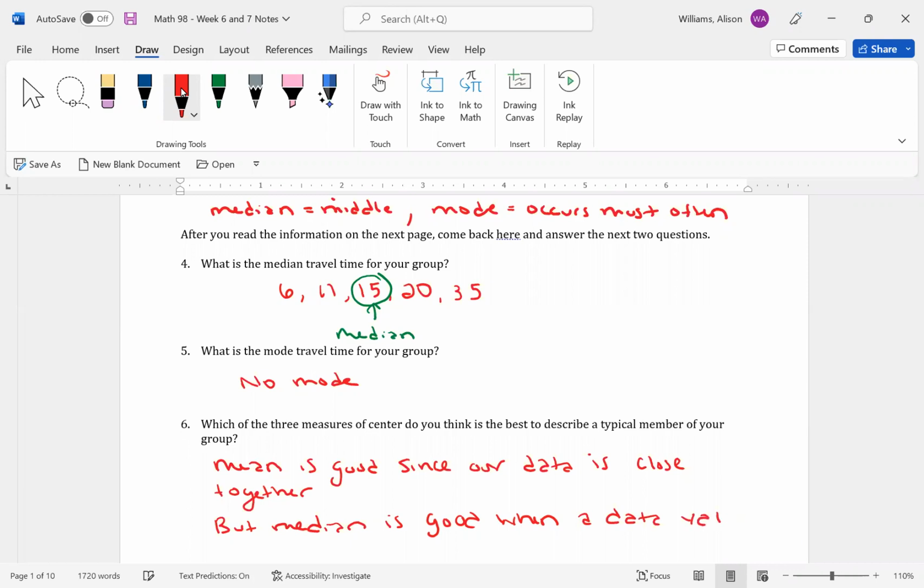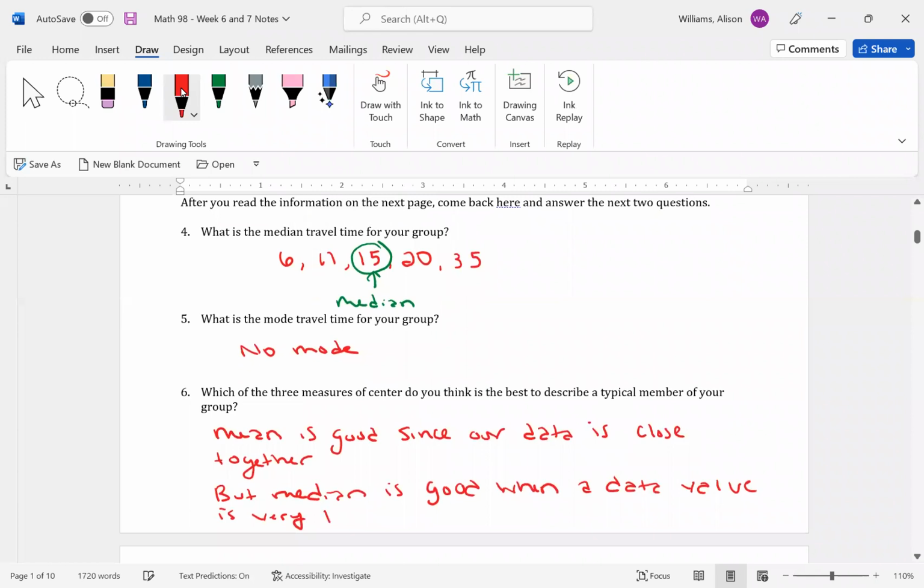Sorry, let's fix that. Data value is very different, which we call an outlier. And that's what mean, median, mode are, and therefore that's what averages are.